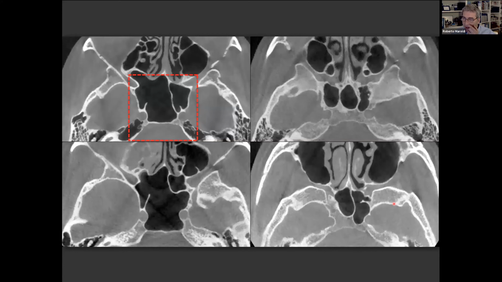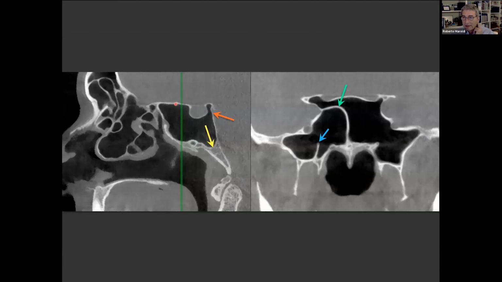Another key aspect to be mentioned when you are evaluating the sphenoid sinus is the possible presence of septa that attach, like in this case, on the sinus wall where there is the internal carotid artery on both sides, and this should be mentioned.